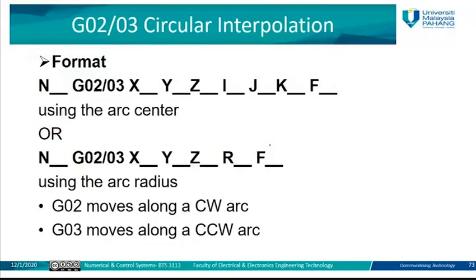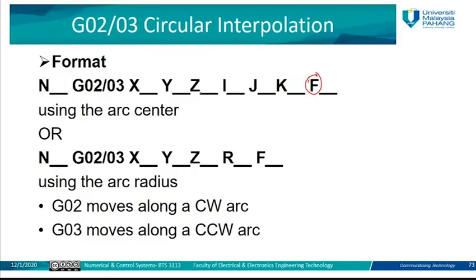As we can see, this is the format here. N is the sequence or block number. We are going to use either G02 if it's clockwise or G03 if it's counterclockwise. Then we specify the coordinate for the end point or target point. Then we give the value of I, J, K. After that, we need to give the value of the feed rate.